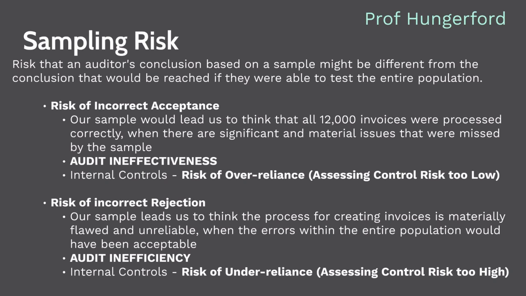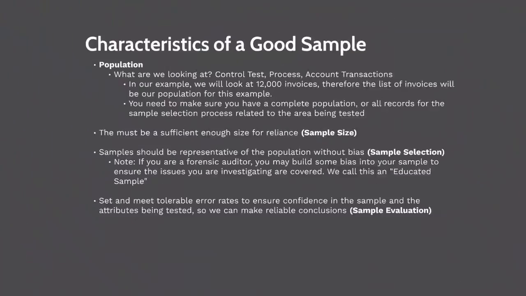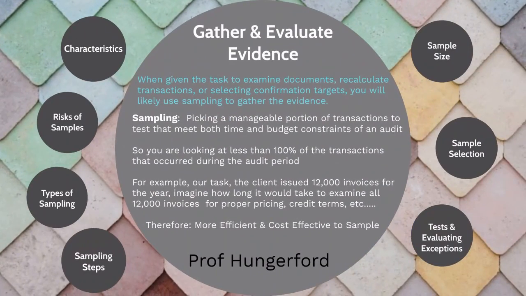So there's audit inefficiency, because what we're going to do is say that the internal controls aren't good enough. And so we'll have a risk of under-reliance, which means we'll think that the control risk is too high, which means we want a low detection risk, which means we're going to spend a lot of time doing substantive tests on something that's actually going to ultimately come out and say, well, it actually was pretty good, so we just were inefficient in our audit process. So that is the sampling risks. And that concludes our discussion on characteristics and risks of samples.